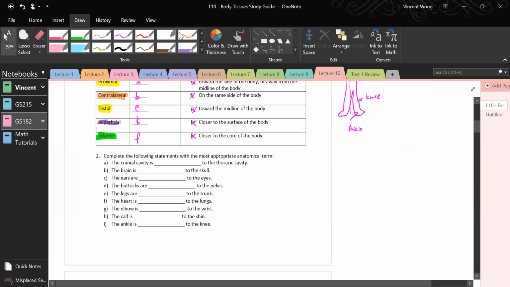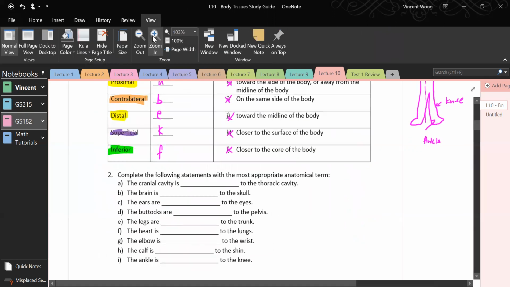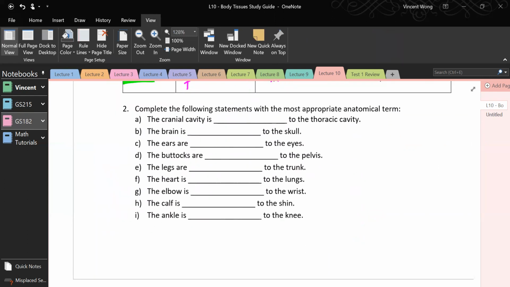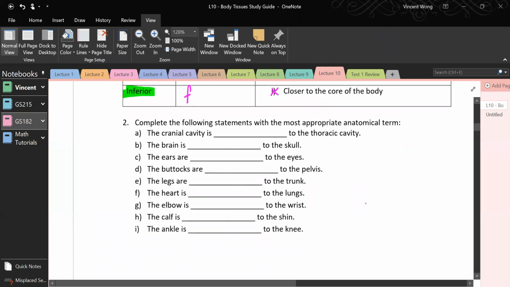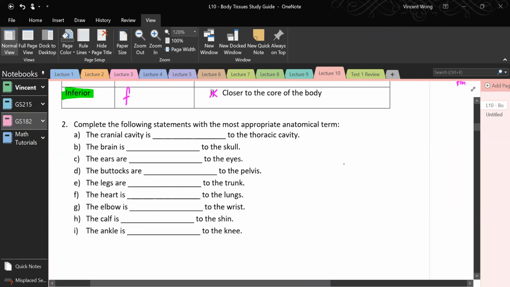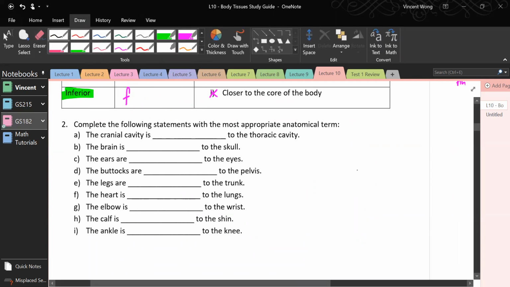Wonderful. Let's fill these in. Complete the following statement using the most appropriate anatomical terms. The cranial cavity is something to the thoracic cavity. And in case you need a refresher on what the cavities are, this is just a very, very quick sketch. Up here, we have the cranial cavity.